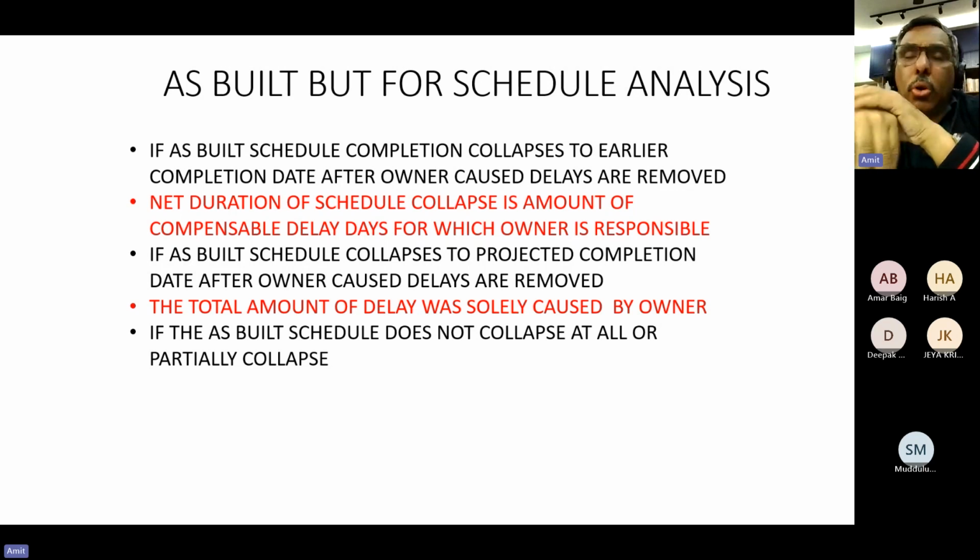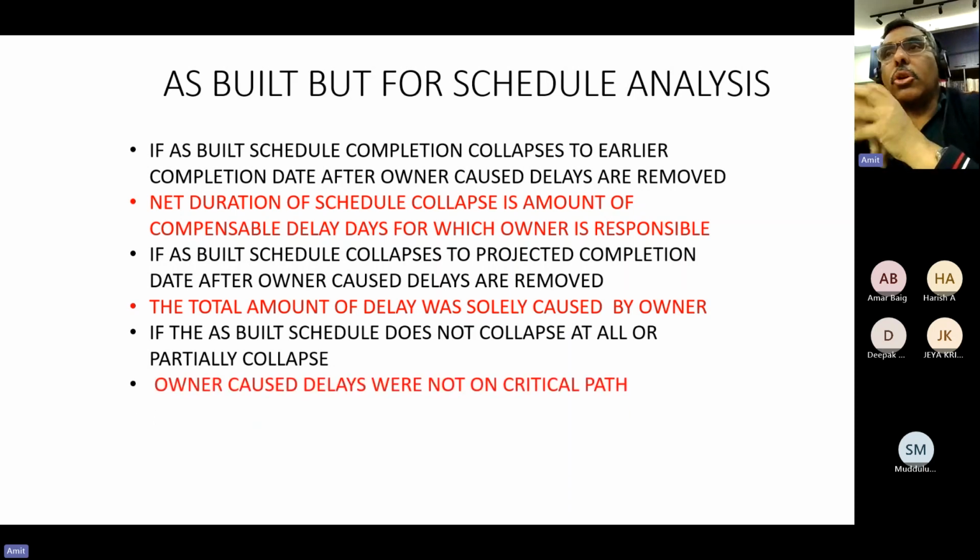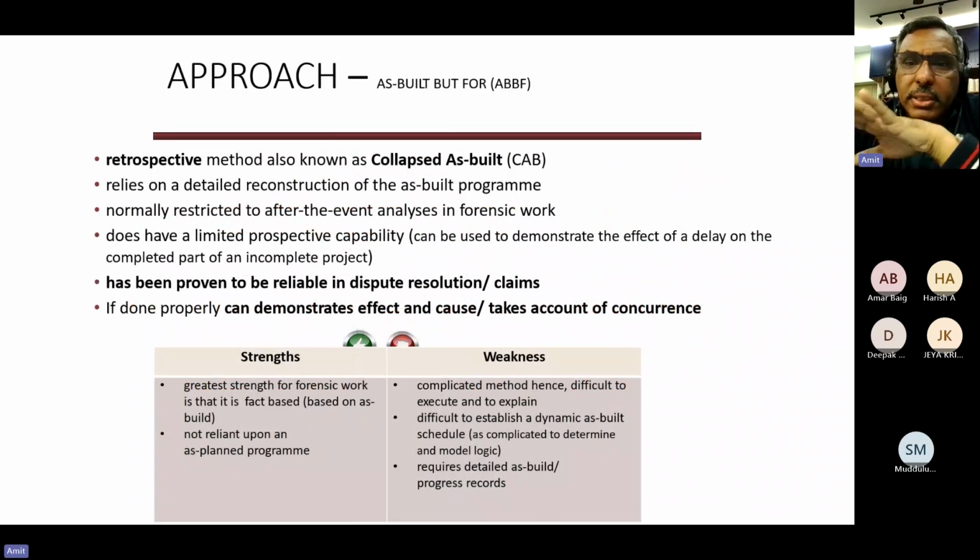Right. So this may mean two contingencies. One is, as you rightly pointed out, that the employer's delay was not on the critical path or only partly on the critical path. Second, it may also mean concurrency, that while the employer has caused delay, the contractor has also caused simultaneous delay. So both things may happen in such a case. Okay. So this is another retrospective effect.